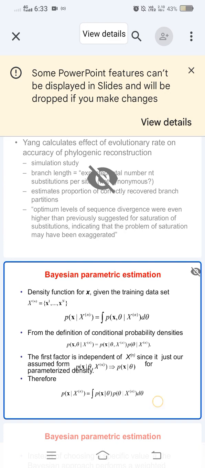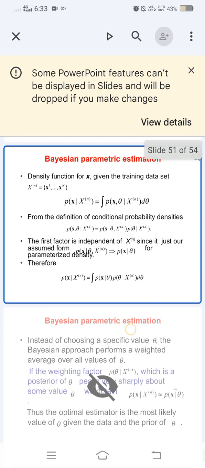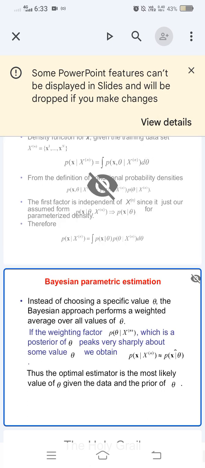Then Bayesian parametric estimation. Density function for X given the training data set. From the definition of conditional probability densities, the first factor is independent of X since it must have been assumed. Therefore, look at this equation.